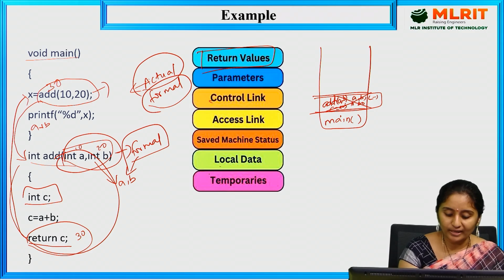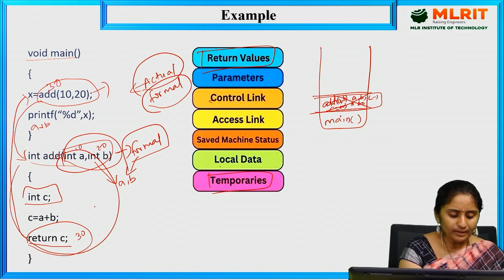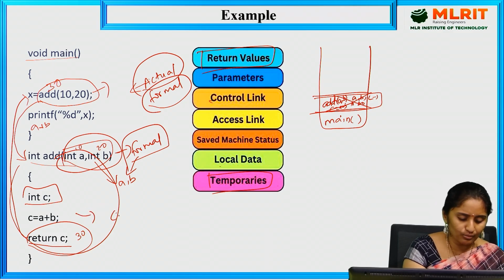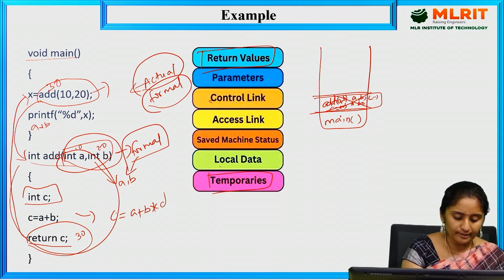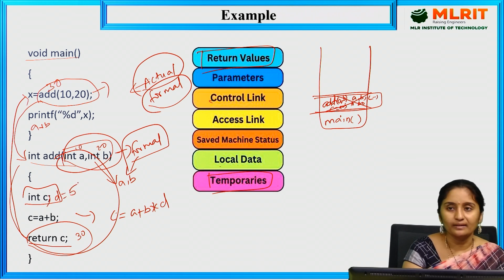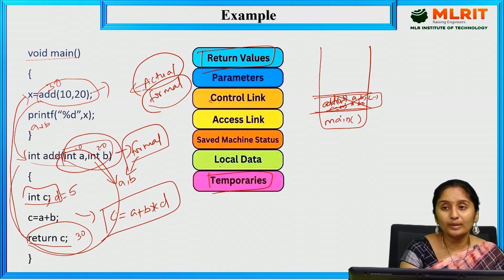The next one is temporary variables. What are temporary variables? I want to do some calculation here: c equal to a plus b into d. Let us declare c comma d equal to 5, d equal to 5. I need to calculate c equal to a plus b into d, so I need to solve this expression.